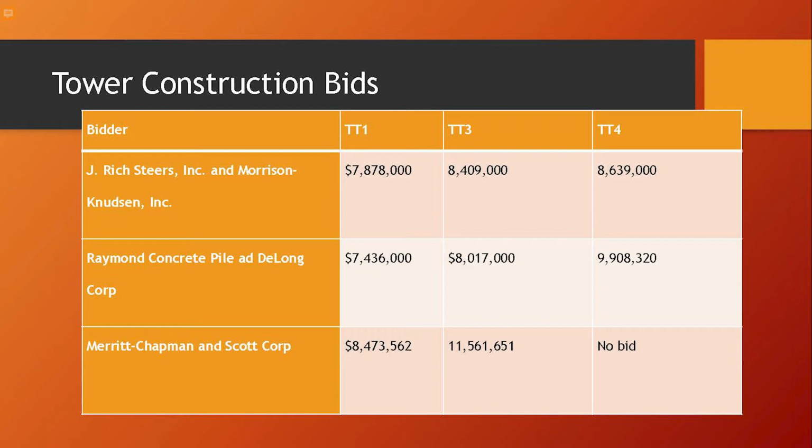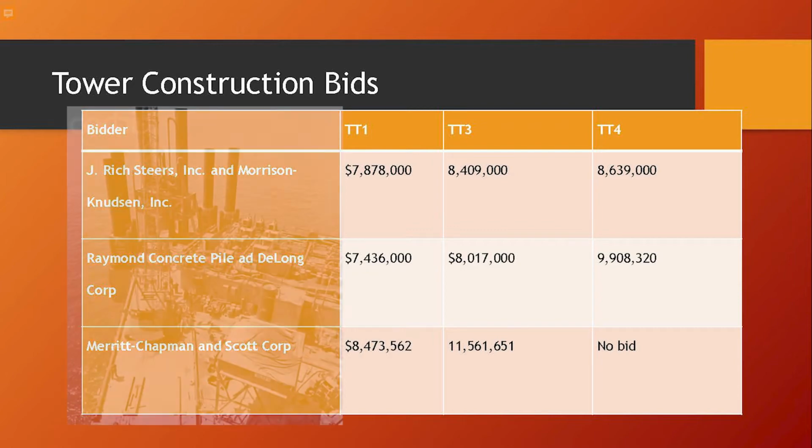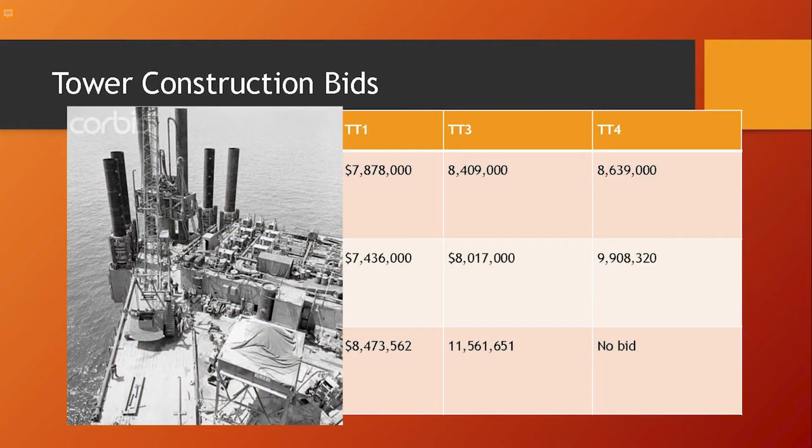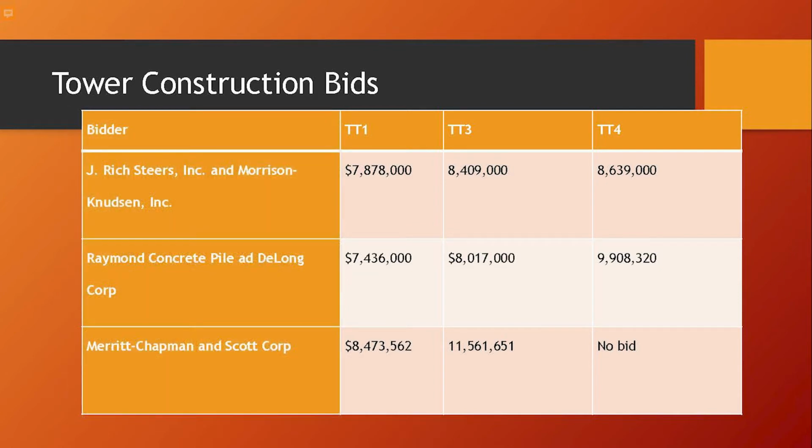Their estimation for TT4 was $1 million more than TT1 or TT3. They were different towers, so the DeLong Corp considered the logistical differences in installing the towers in 50, 80, and 185 feet of water. After J. Rich Steers Inc. outbid them by $1 million for TT4, DeLong testified that he assumed the lack of knowledge by the competing bidder led to similar estimates for TT3 and TT4.